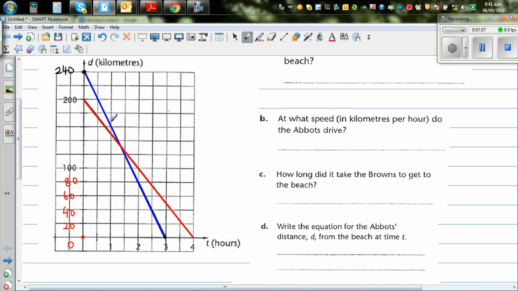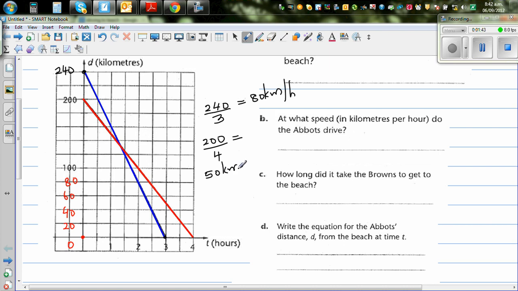So let's talk about the blue graph, the straight line. The blue graph tells me the distance of 240 was covered in 3 hours. So let me write that: 240 is covered in 3 hours. So the speed is 80 kilometers per hour. And for the red line, 200 kilometers is covered in how many hours? In 4 hours. So that is 50 kilometers per hour.